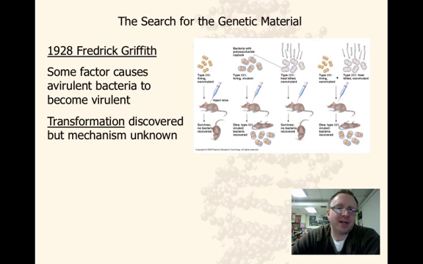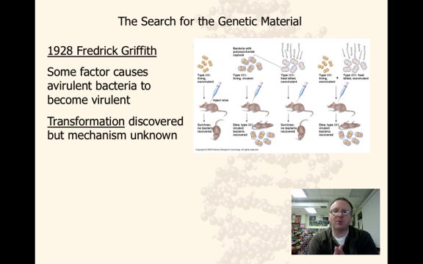So what Griffith did was research the pneumonia bacteria, and what he determined was that there was some factor that would cause avirulent bacteria to become virulent. Avirulent means non-disease causing, virulent means disease causing. So what Griffith discovered through his research was that there was some unknown factor that caused what he referred to as transformation. Transformation essentially means the conversion of the genetic characteristics of an organism from one type to another.